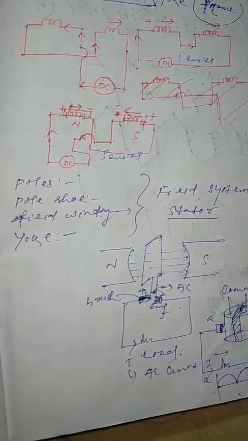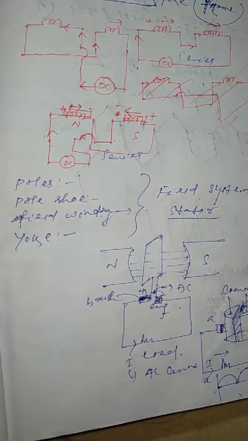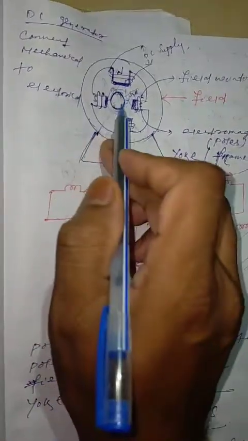Now let us understand how we can get electrical energy at the output when we are giving mechanical energy at the input. So what exactly is done? As I told you, here we have to rotate this particular rotor.